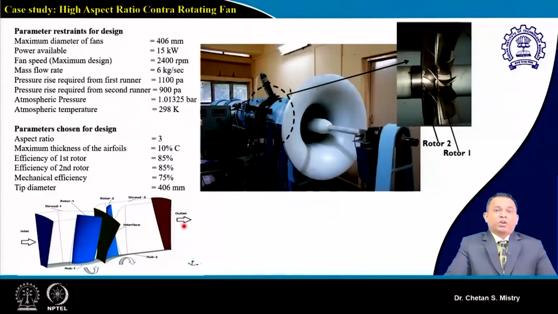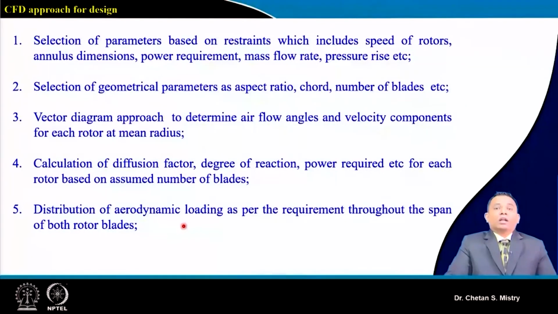So this is what will give you some confidence, some idea how exactly we need to use this tool after learning, say, mean line design or preliminary design, what all we have discussed in the last 11 weeks. So the very first step is the selection of parameters based on the restraints, which includes speed of the rotors, annulus dimension, power requirement, mass flow rate and pressure rise.